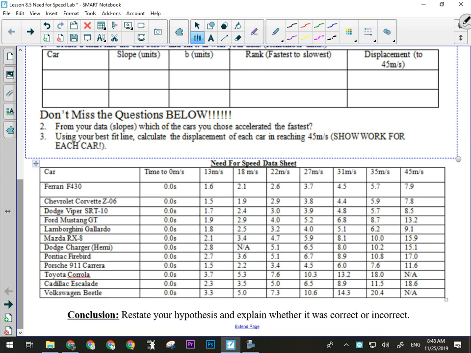He was told, on this day, at this time, you will accelerate all of these cars down this very same runway, for a total of however many seconds, or until you reach a speed of 45 meters per second. From that data, we're going to make these graphs. Everybody all right with that?